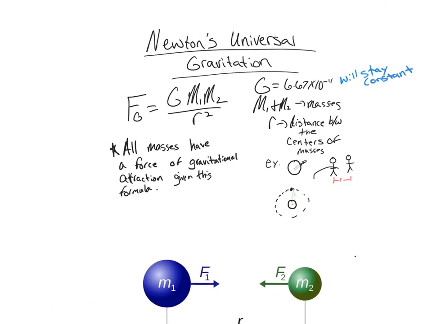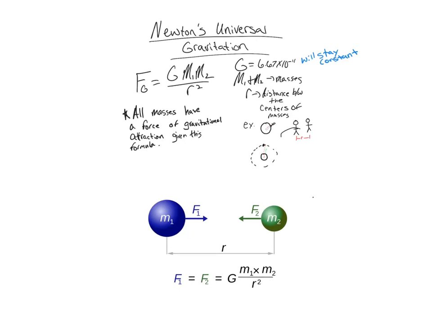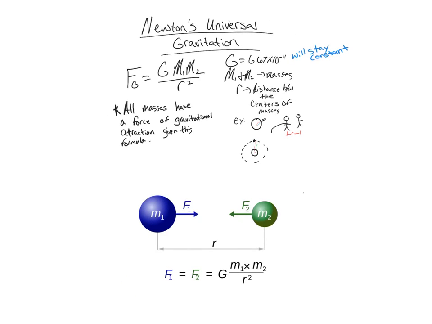Now, real quickly, why is this important? Well, this is important because all masses, regardless of what they are, have a force of gravitational attraction given by this formula. So any two masses in the universe are attracted using this formula that Newton developed. All right, and here's a little diagram to show you how this is set up. We've got mass 1 and mass 2, and one thing you should notice is that the forces are equal and opposite on the two masses. So in other words, if you're standing on the earth, not only is the earth pulling you down, but you are pulling the earth up, and those two forces are exactly the same.